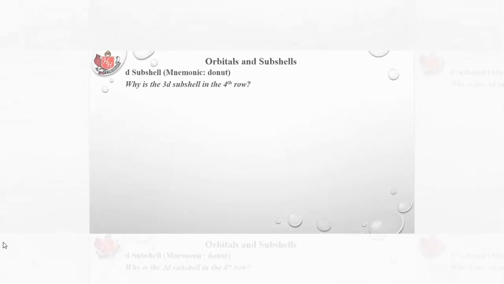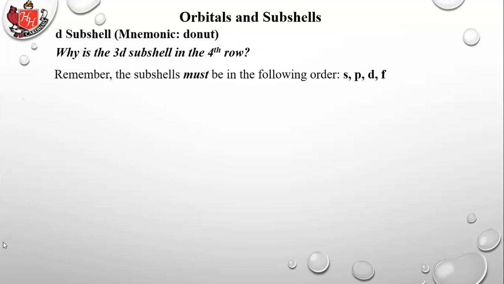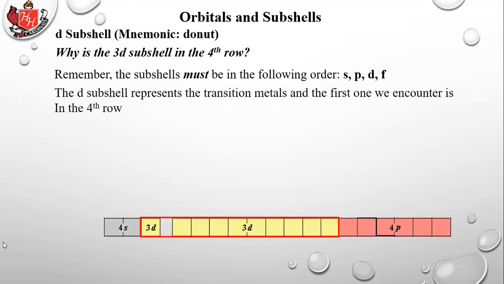Okay, now we're going to talk about the d subshell, and we addressed this question, why is the 3d subshell in the 4th row? But let's do it one more time to be sure it's clear. Remember that subshells must be in the following order: S, P, D, and F. The D subshell represents the transition metals, and the first one we encounter is in the 4th row.